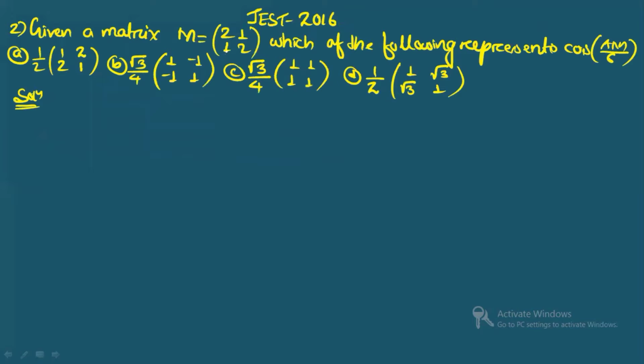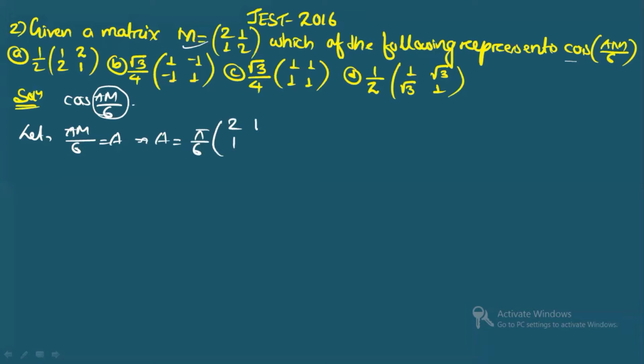So here, given a matrix M equals 2, 1, 1, 2, which of the following represents cos of pi M by 6? So matrix M is given to you. You will have to tell which matrix represents cos of pi M by 6. So I'm taking this pi M by 6 factor to be A. This is equal to A. Then you can write A will be equal to pi by 6 times the matrix M.